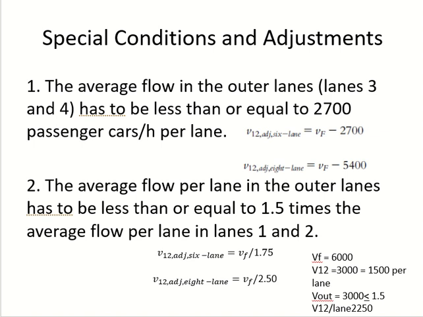You have two checks. Outer per lane should be less than this value. If not, change V12 by this or this. Second check is outer per lane should be less than or equal to 1.5 inner per lane. If it is not, V12 is this one or this one. This one for 6 lane, this one for 8 lane. Again, 6 lane meaning 3 in each direction, and 8 meaning 4 in each direction.